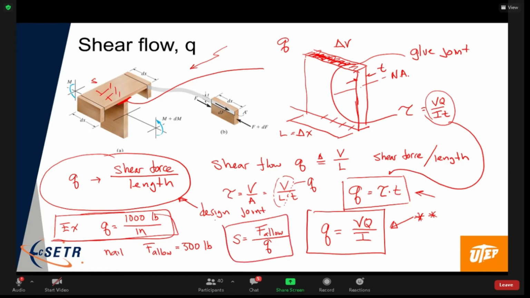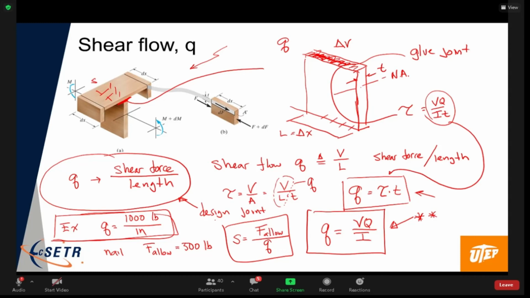Now, you could do the same thing with a glue joint, but it doesn't really have spacing. But you could also figure out the max, whether a glue joint or a weld will fail. But if we're going to use fasteners, nails, rivets, bolts, whatever, shear flow helps us easily design how many rivets we need on the rivet line. So the spacing is the allowable shear force in the fastener divided by the shear flow, because the shear flow gives us how much shear force per unit length on that joint.